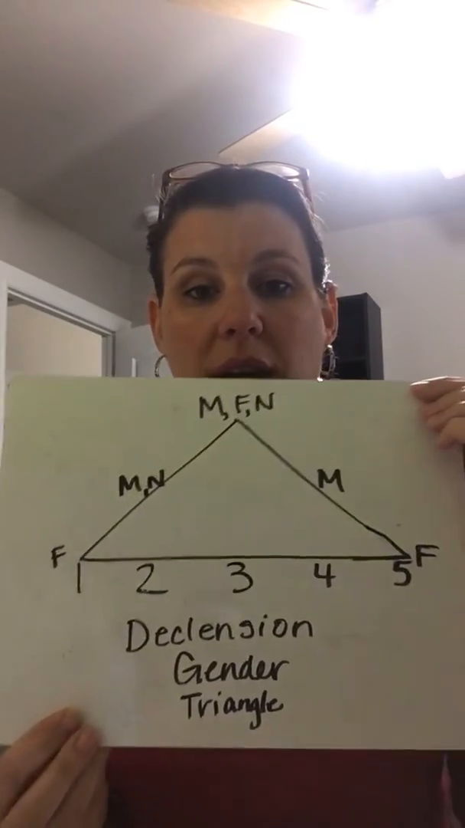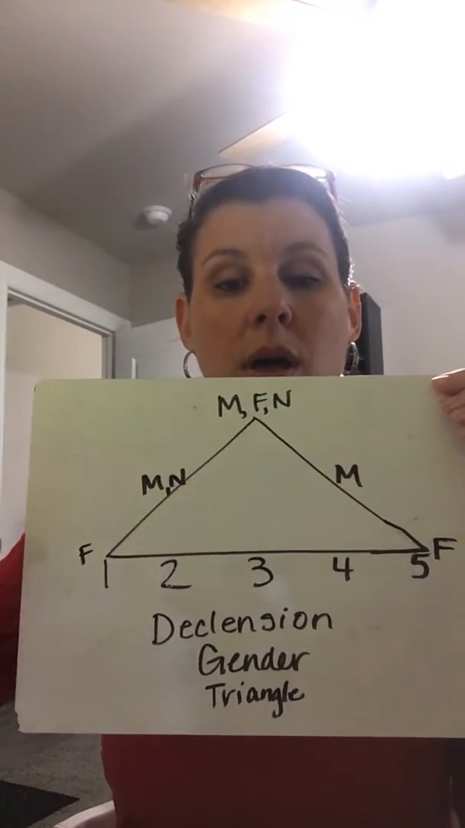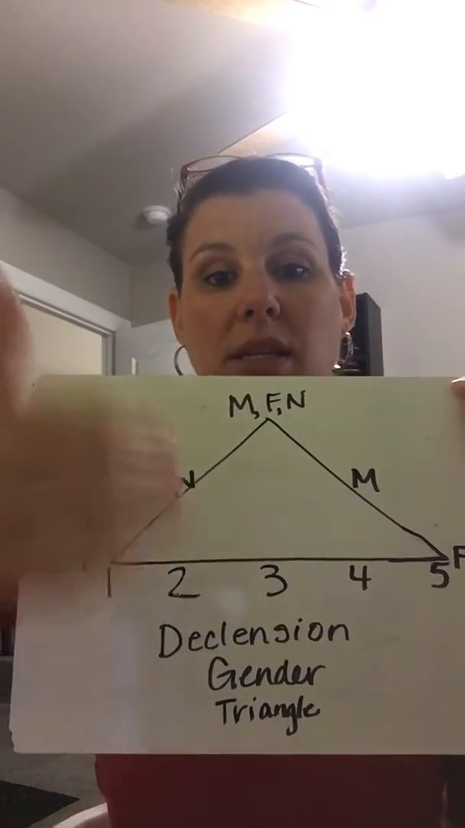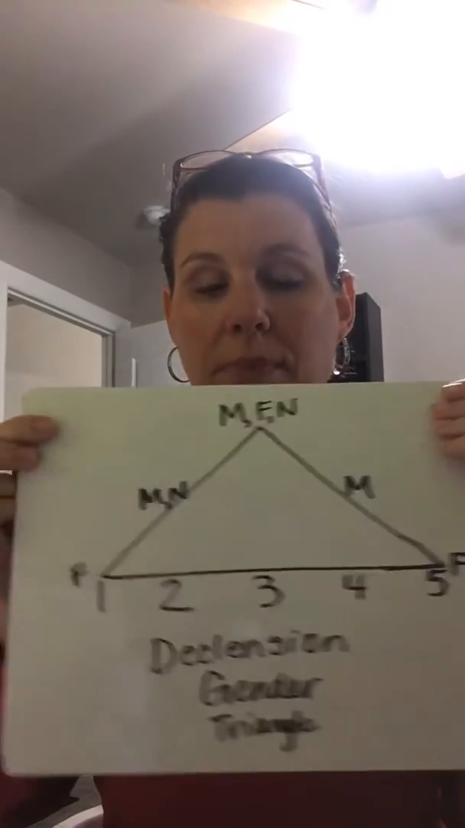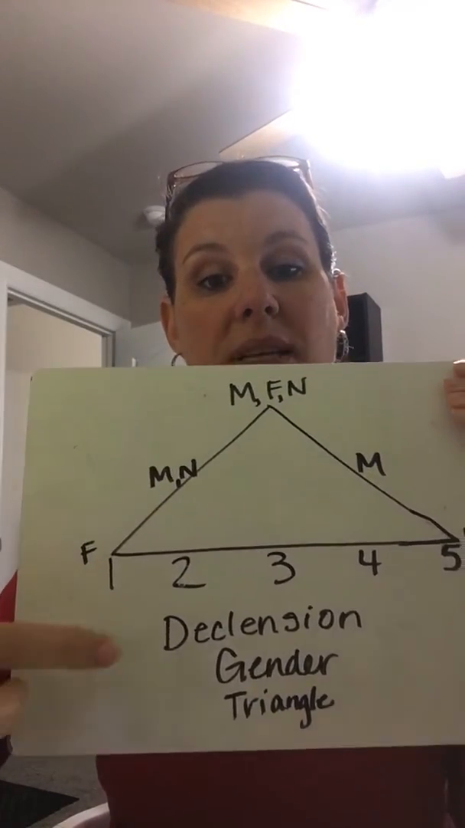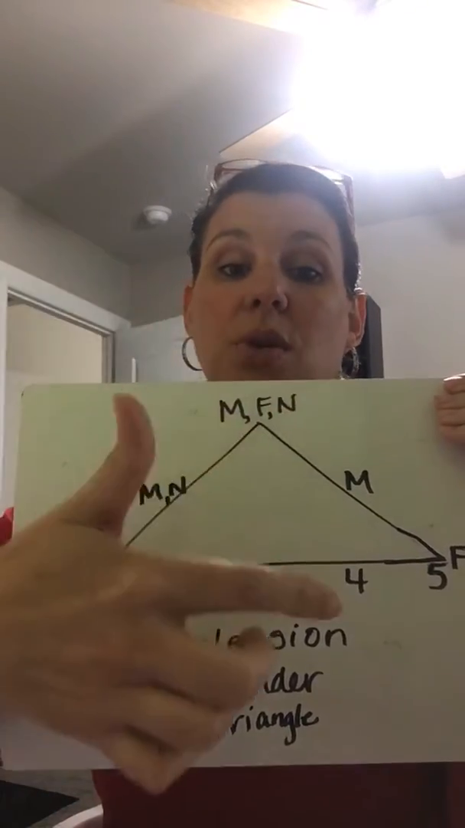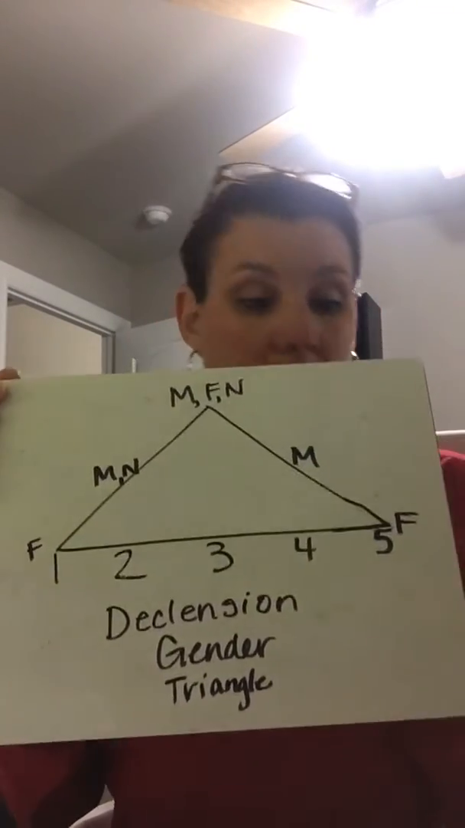Okay, so from declensions, we're going to go into using our gender triangle. Let me see if you can see that. With our gender triangle, we have our declensions on the bottom, and then we have our genders going up the triangle. So for first declension, remember we look at them like this. First declension is this, second declension is this, third declension is this, fourth, and then fifth. Okay, so first declension, generally feminine. Second declension, generally masculine and neuter. Third declension has all three, masculine, feminine, and neuter. Fourth declension, generally masculine. Fifth declension nouns, generally feminine. Okay, so that's the declension gender triangle as a review.